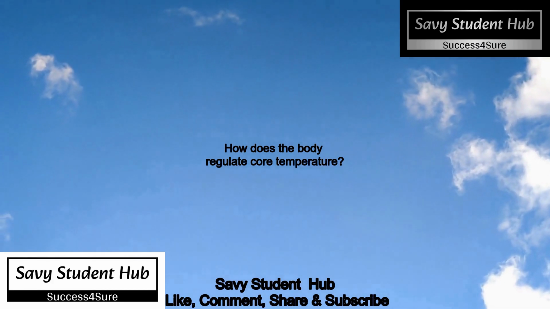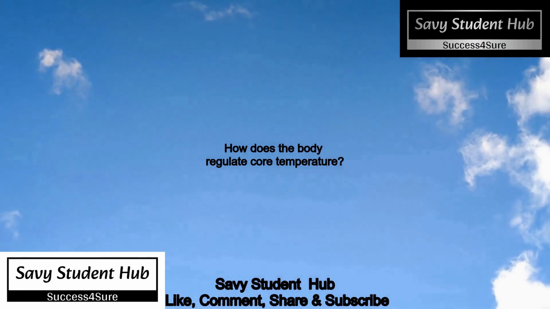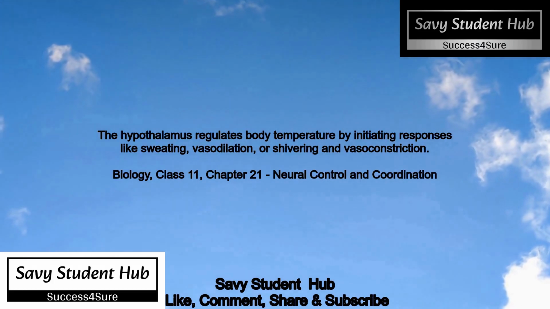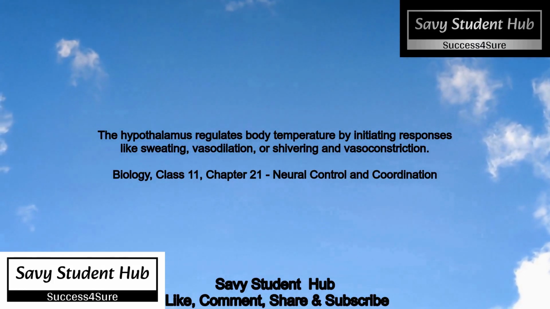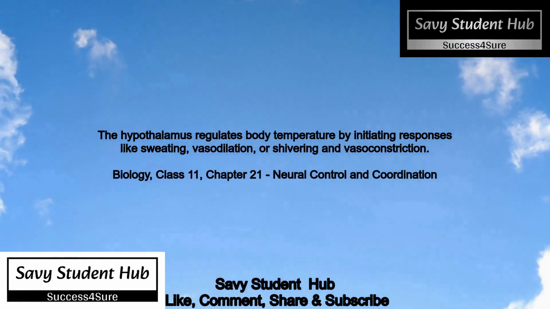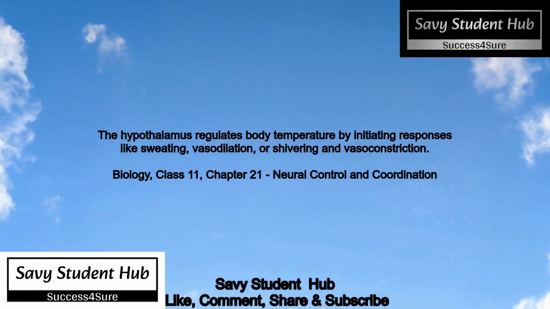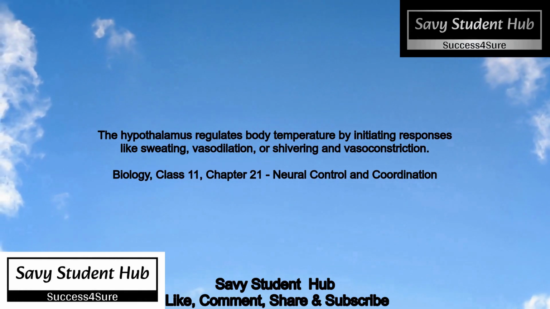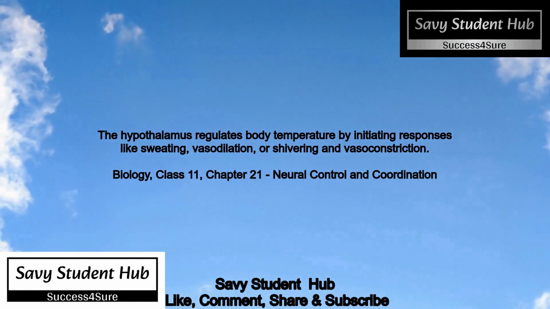How does the body regulate core temperature? The hypothalamus regulates body temperature by initiating responses like sweating, vasodilation, or shivering and vasoconstriction.